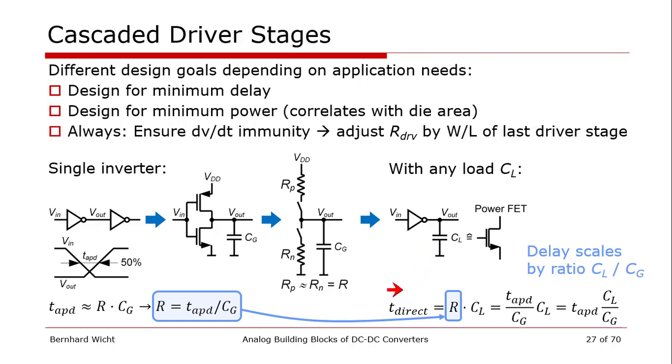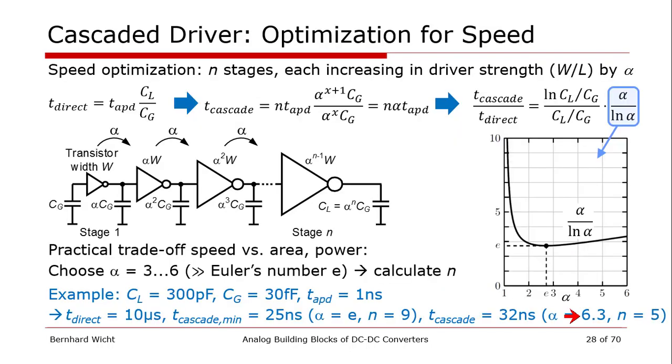And so what we get, I call that direct conversion time, is again RC, and we substitute the R by the equation we found here. Then we see that we scale the average propagation delay by the ratio of CL over CG. CL is the gate capacitance of the power transistor, which is really large, and CG is the input capacitance of a minimum sized inverter. So there is, of course, quite a large time required. And now we go into an optimization.